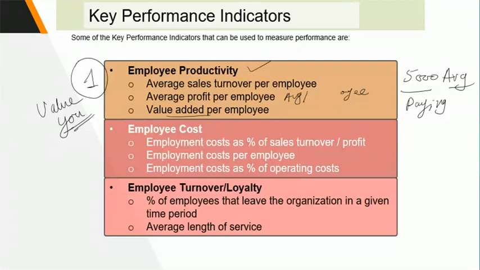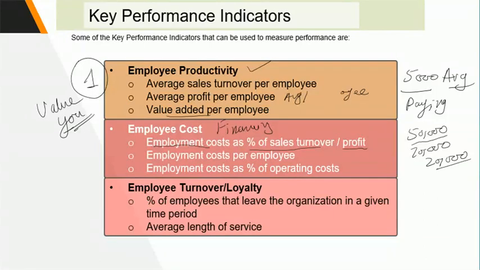Then further they will also see the employee cost. So basically employee cost is also a very important factor for the financing over the year. They will see what the employment cost is as a percent of sales turnover or profit. Like if they are giving you 50,000 a month, then they will see how much profit or sales turnover you have earned over a 1 year period. Like if they are giving you 50,000 a month and you are giving them on average 70,000 a month in sales turnover or profit, then it means they have a 20,000 gain. So you are going to be a very good employee to them.